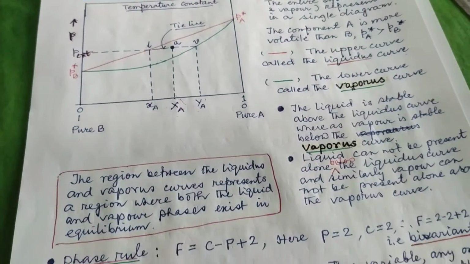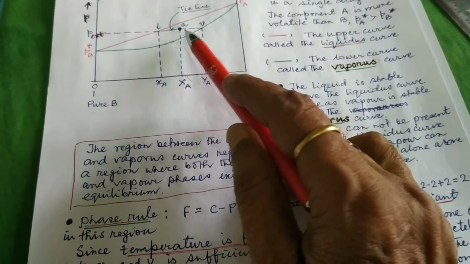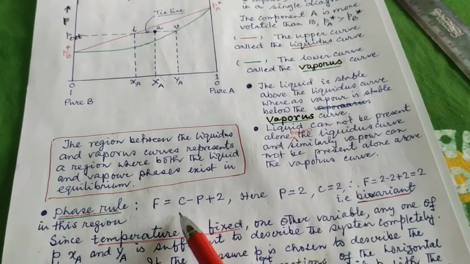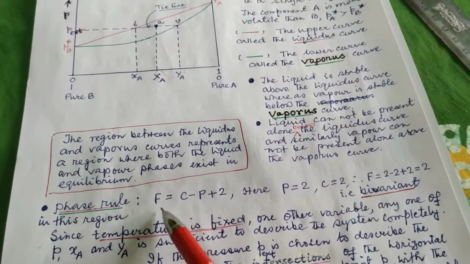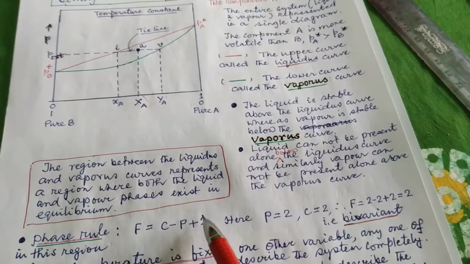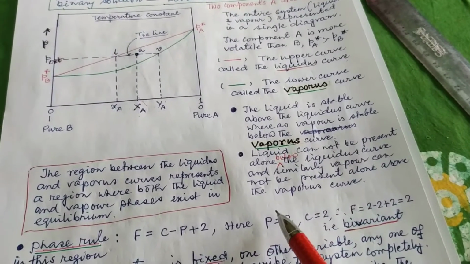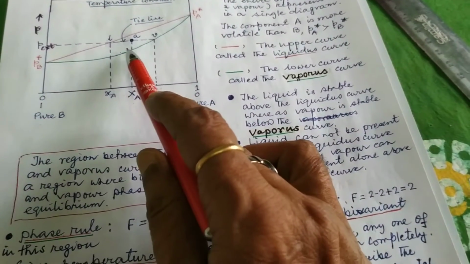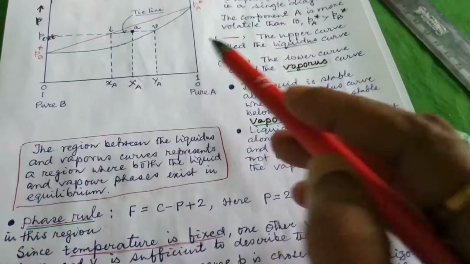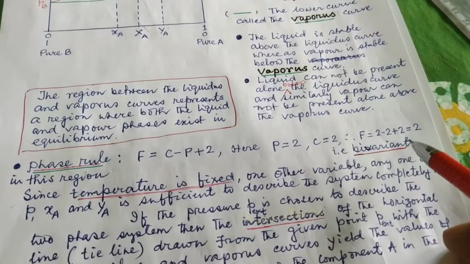Now, we will apply the phase rule in this region. What is the phase rule? Phase rule is F equals C minus P plus 2. We know F is the number of degrees of freedom, C is the number of components, P is the number of phases, and 2 is for the pressure and temperature. Here P equals 2 because there are two phases, liquid and vapor. The number of components is 2, that is A and B, so C equals 2. So, F equals 2. This is a bivariant system.